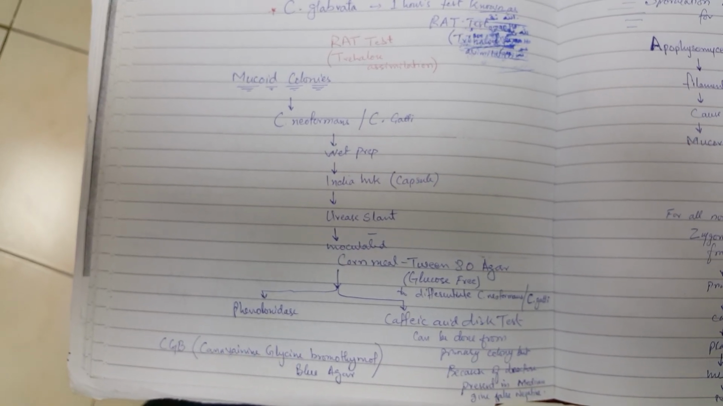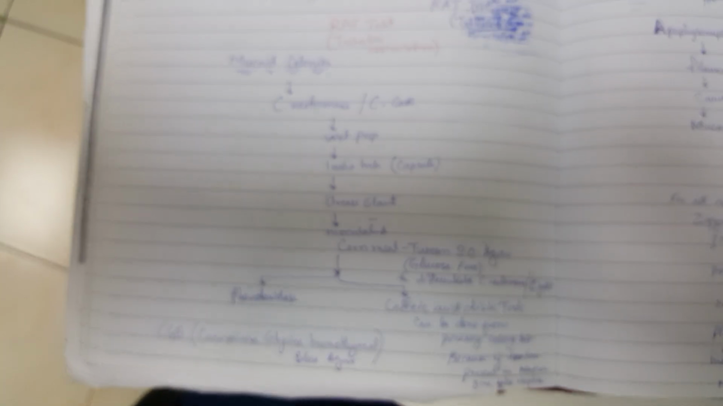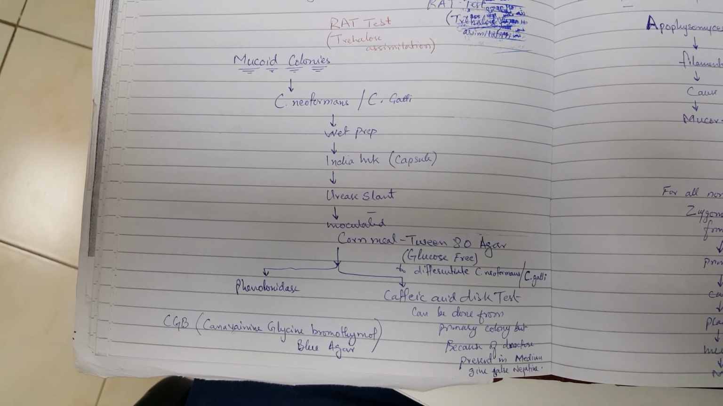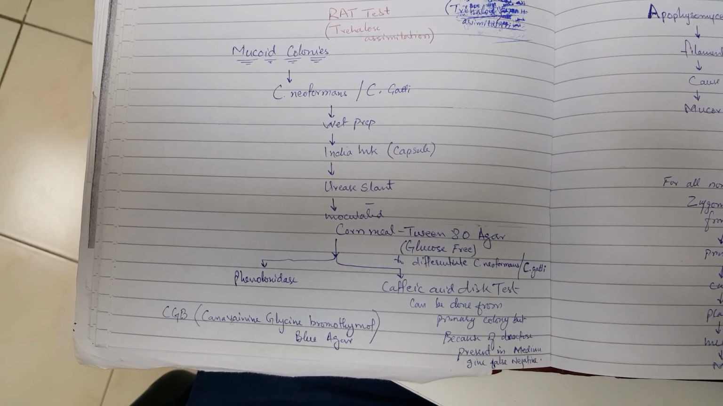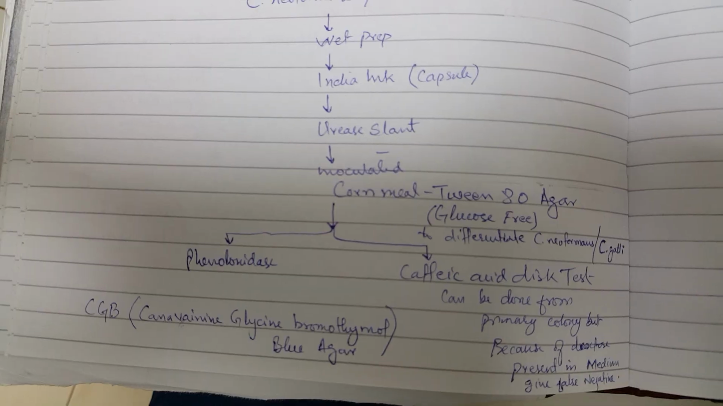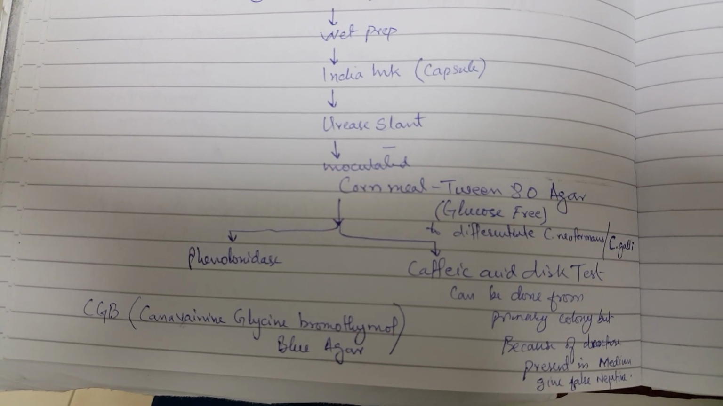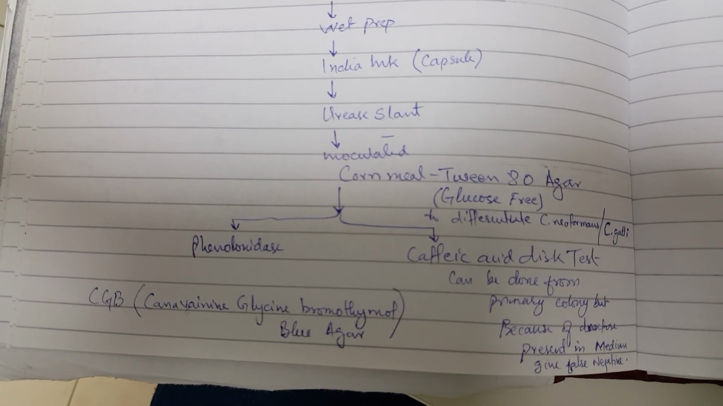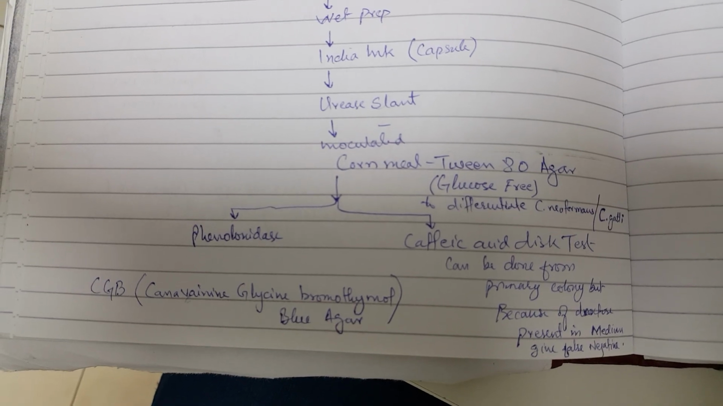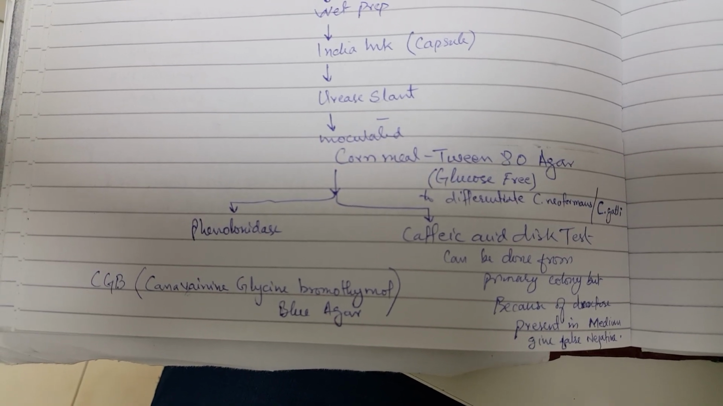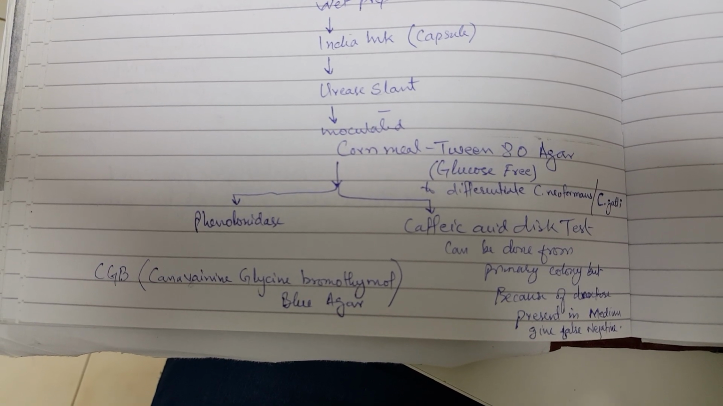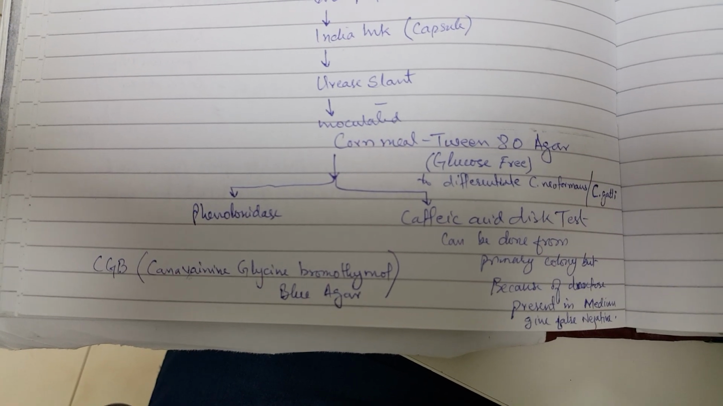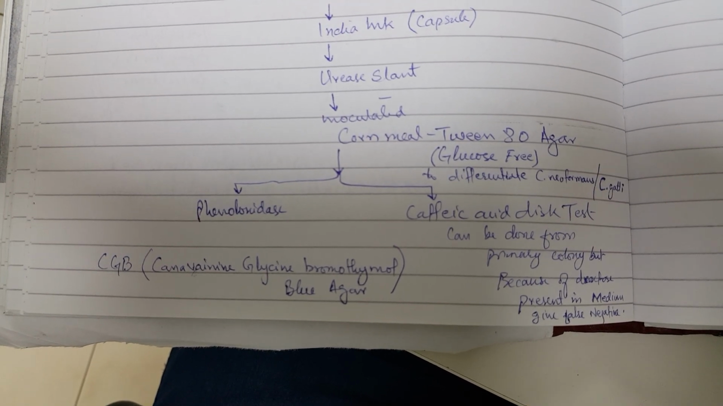Tween 80 agar, glucose free, is also used to differentiate between C. neoformans and C. gattii. Further, the phenol oxidase or caffeic acid disk test can also be used for the primary colony, but because of the dextrose present in the medium, sometimes it gives negative results.